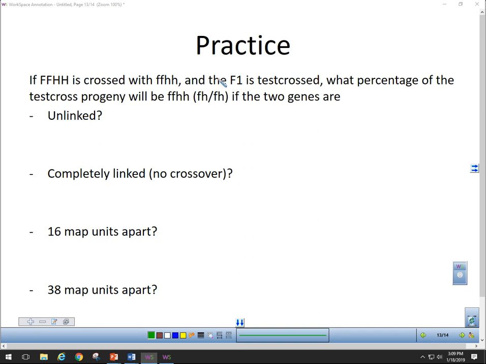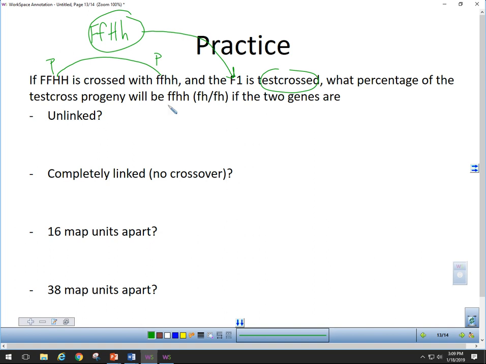So in other words, this is the parental P, parental purebred times purebred. We get F1, big F, big H, little h. So now what we're going to do with that, that's the F1, we're going to test cross it. What percentage of the test cross progeny will be little f, little f, little h, little h? So you just keep doing the same thing we did. You're always taking the same combination.